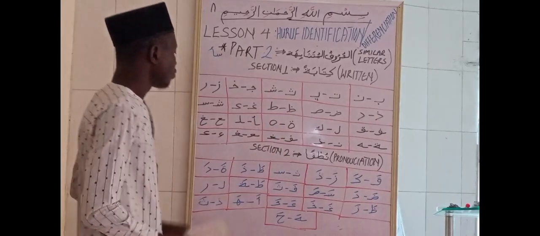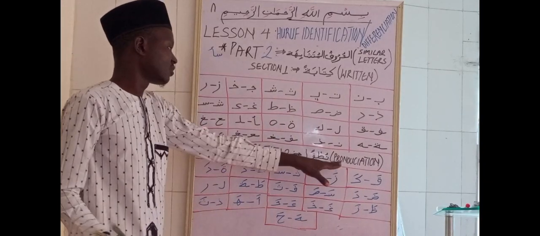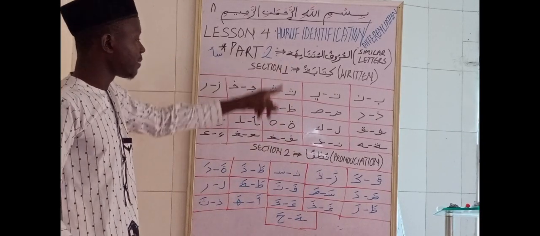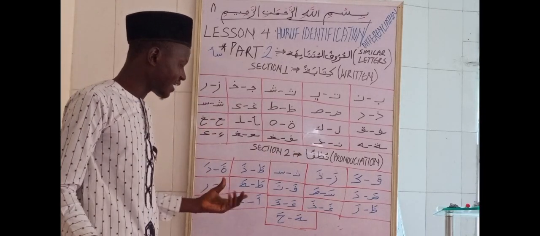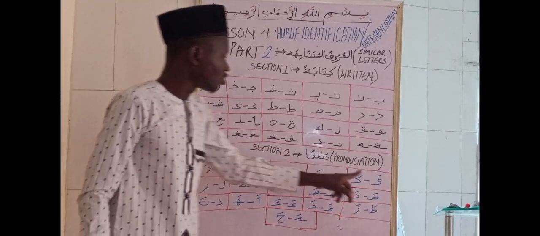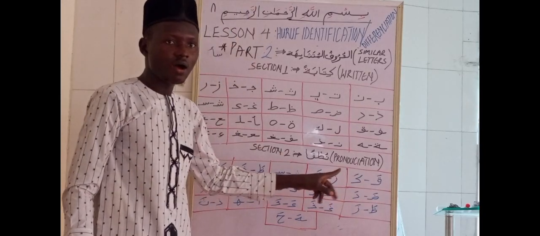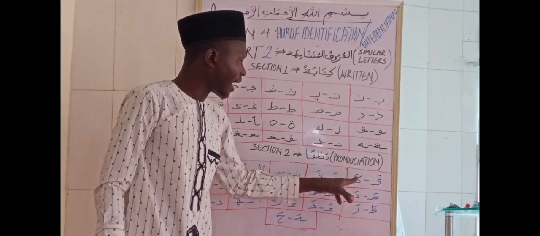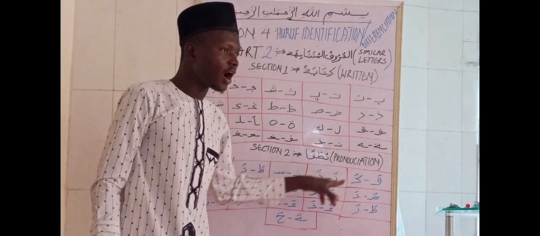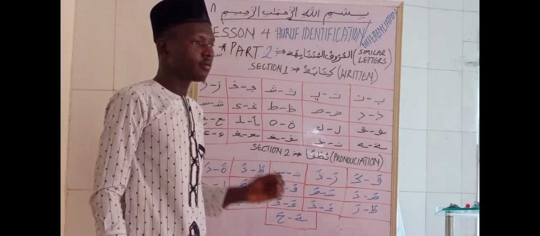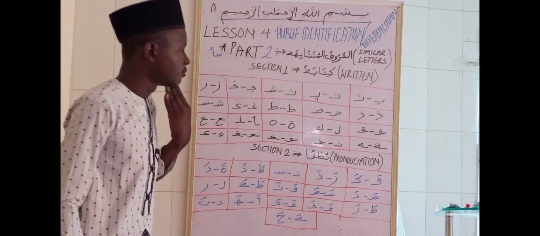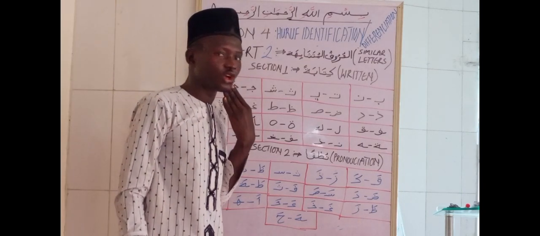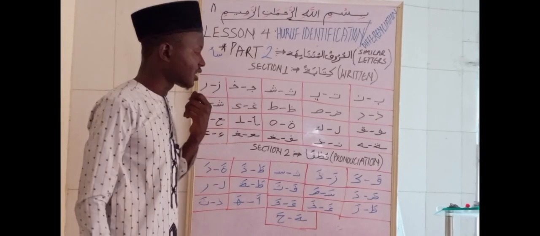So quickly, the second section, Huruf Mutashabiha Nutqan. Those letters that look alike in pronunciation. So you can say Qaf, Kaf. Both of them are from what? The back of the tongue. Both of them from the back of the tongue. That's why they are very similar in pronunciation.